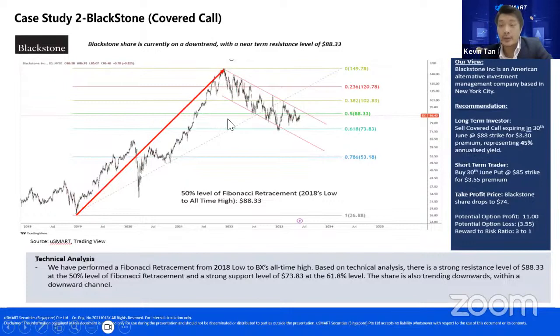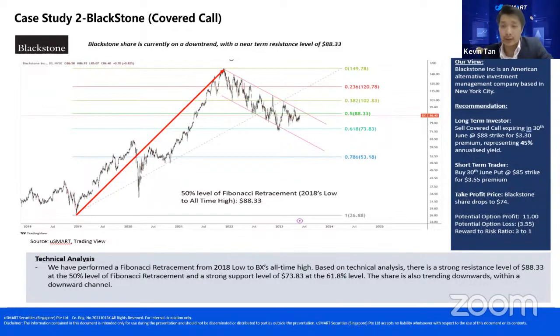This level is what we call the resistance, which is the price level that shares typically face difficulty breaking above. Our view back then was that Blackstone shares would find it difficult to go beyond the $88 price level, and that it could either trade within this range or go further downwards. But longer term, we still believe that Blackstone is a good company. So if you are a long-term investor, you will not sell Blackstone shares just because the market is volatile.